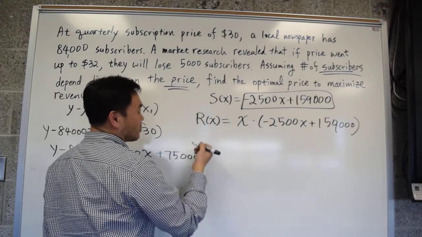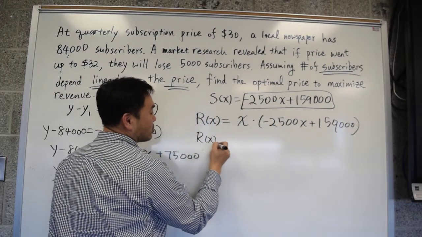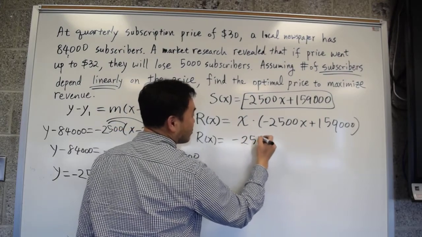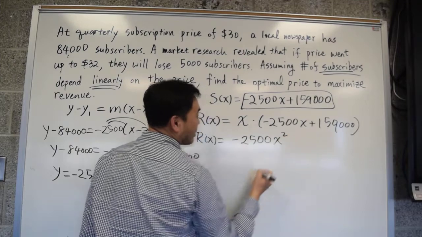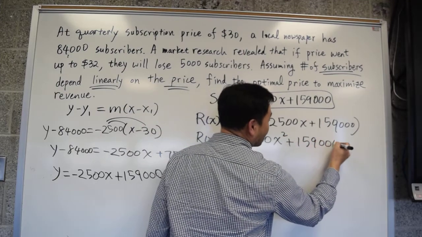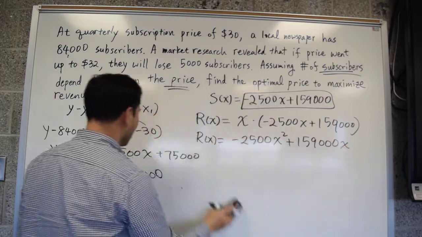Okay? So that's R of x equal to negative 2,500 x squared plus 159,000x. That's your revenue function.